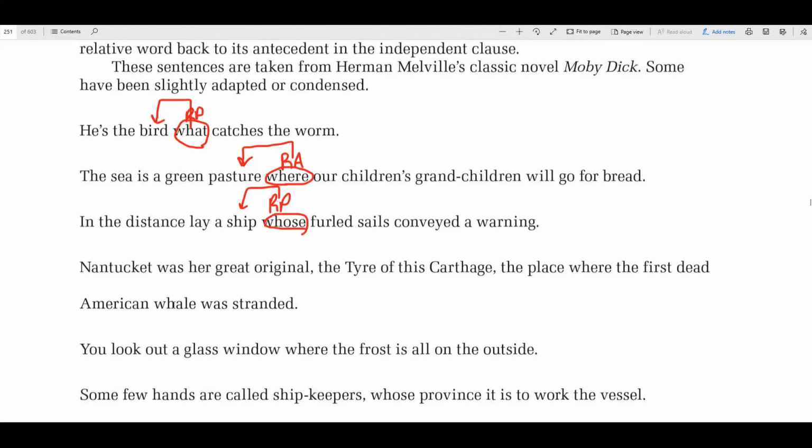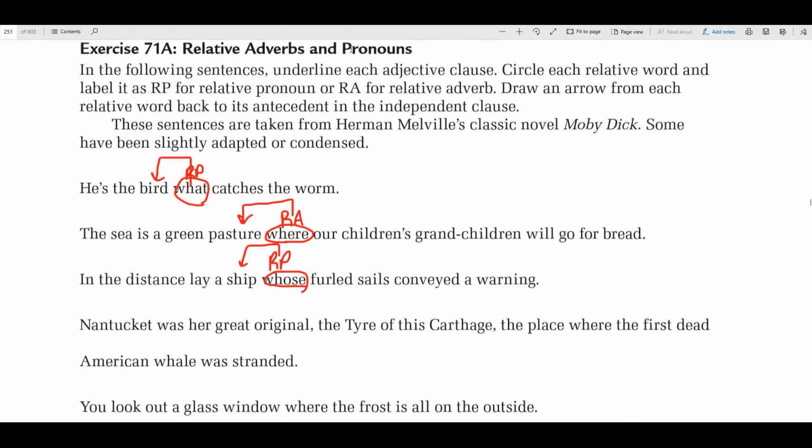All right. Oh, we're not underlining. I'm sorry. We're supposed to be underlining the adjective clause. Okay, so right here, that catches the worm, and where our grandchildren will go for bread, and then whose furled sails conveyed a warning, and then we're on this one now.